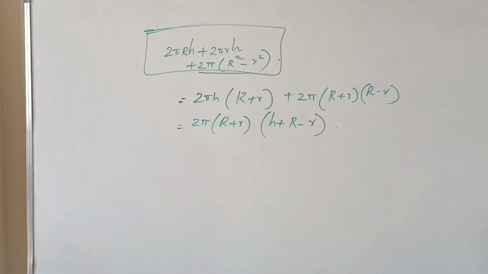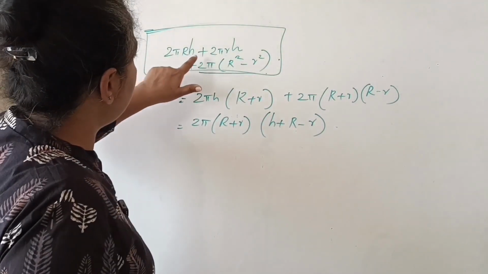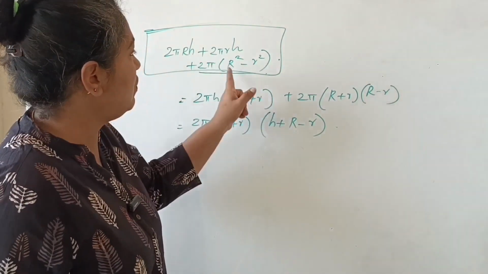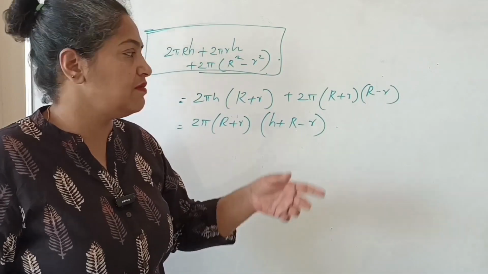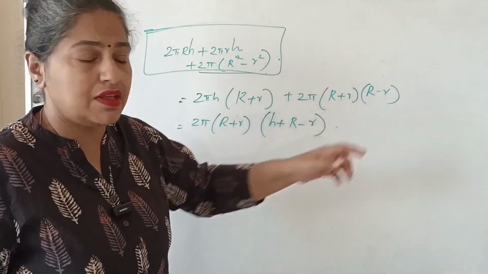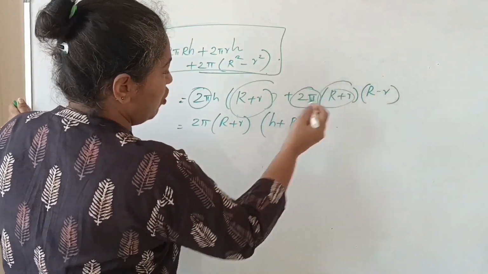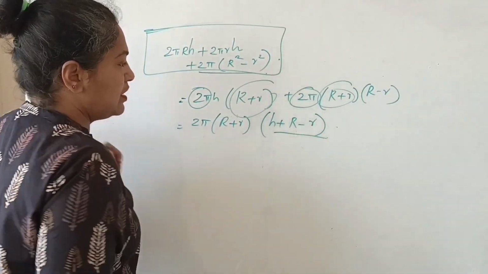So when I am simplifying, this is what I am getting. I have taken 2 pi h outside, so I get R plus r, plus 2 pi into R square minus r square, which is of the form a square minus b square. I split it as R plus r into R minus r. Now you can see that 2 pi and R plus r is a common factor. So this is what I am getting.